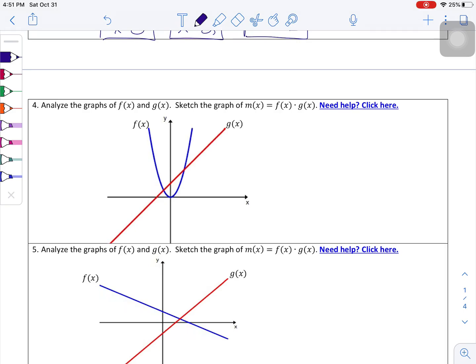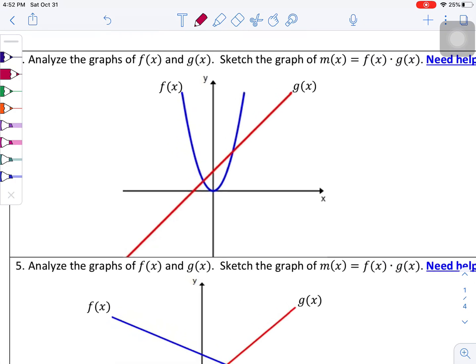All right, so in this video, I'm going to walk through the problems of page 2 of the study guide for Unit 2. So problem number 4, we've got analyze the graphs of f of x. F of x is the blue curve, and g of x is the straight red line. It says sketch the graph of m of x equal to f of x times g of x.